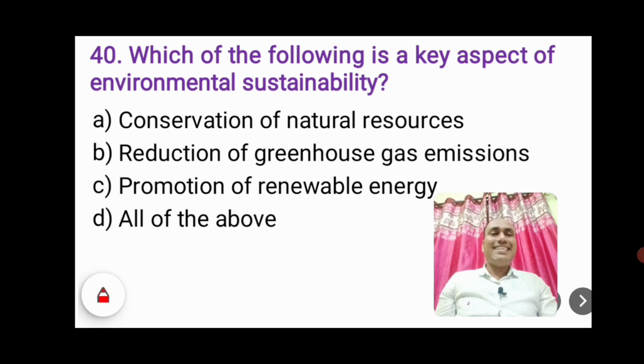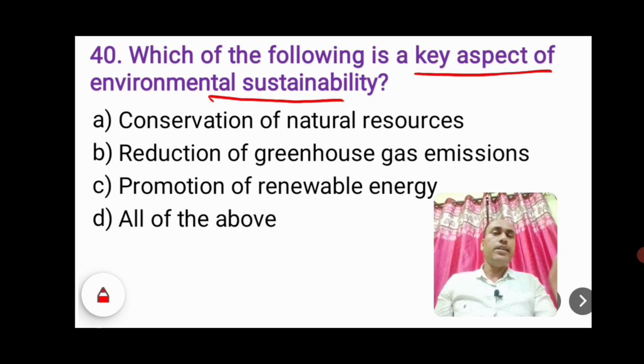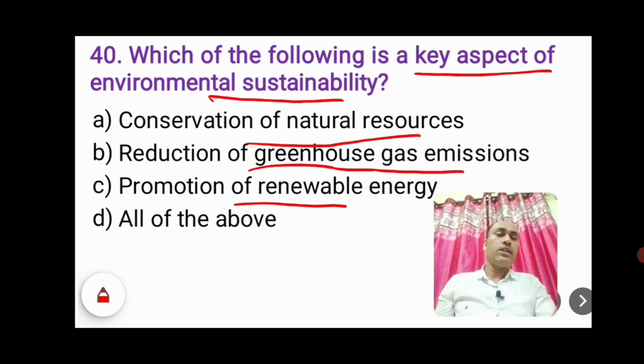Which of the following is a key aspect of environmental sustainability? Conservation of natural resources, reduction of greenhouse gas emission, promotion of renewable energy, all of the above. Sustainability in Hindi you can say टिकाऊ, ज़्यादा देर चलने वाला. So conservation of natural resources is required, reduction of greenhouse gas emission is also required, promotion of renewable energy is also required. So all of the above will be the answer.